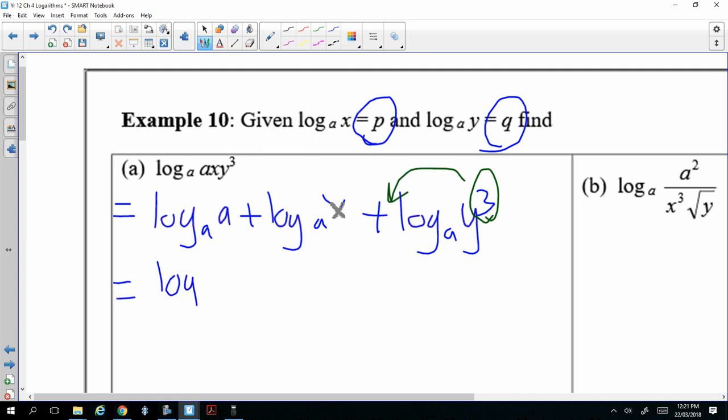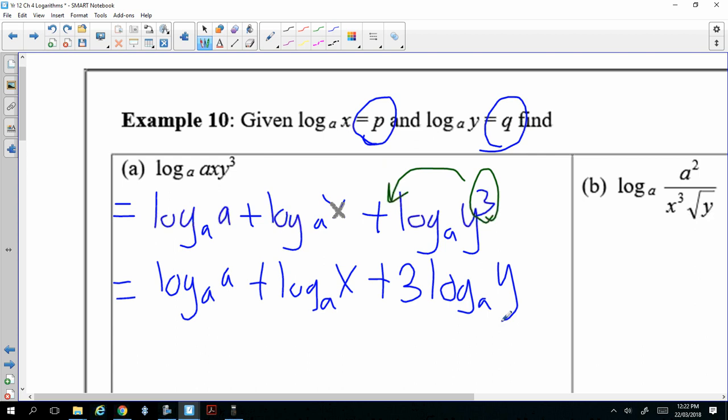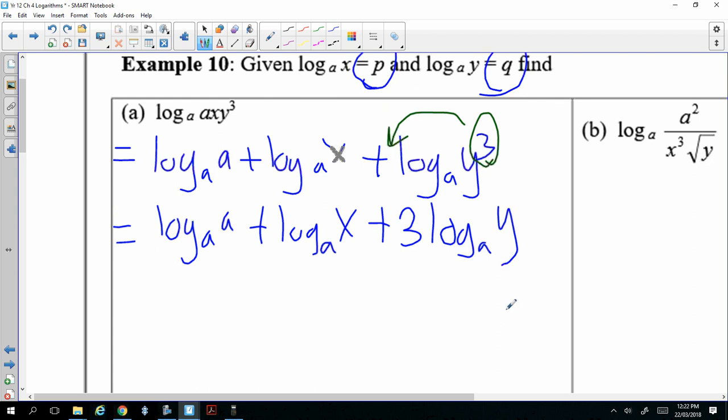And then write it down. So log a of a is 1, plus log a of x is p, plus 3 times q. Okay. Alright, I've shown you everything. Try B. Okay. I'll stop the video.